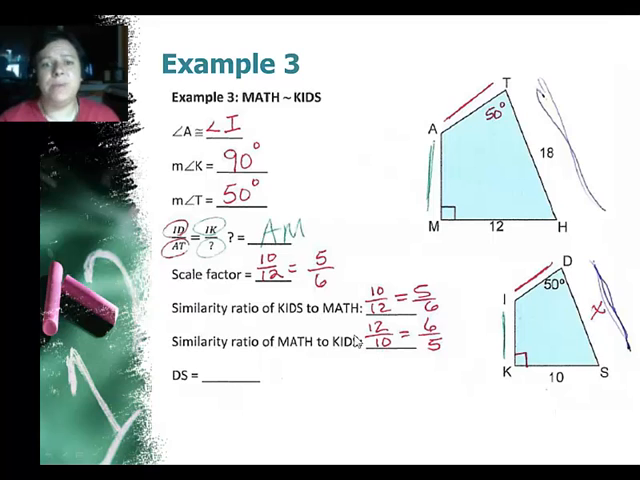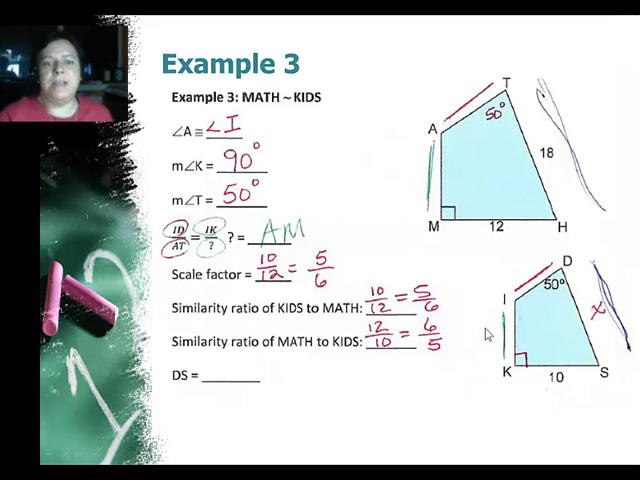And the similarity ratio of kids to math, since it has a transformed polygon first, that's the same as the scale factor. And the similarity ratio of math to kids, that's the reverse, so it's the reciprocal. Instead of 10 to 12, it is 12 to 10, which is 6 over 5.